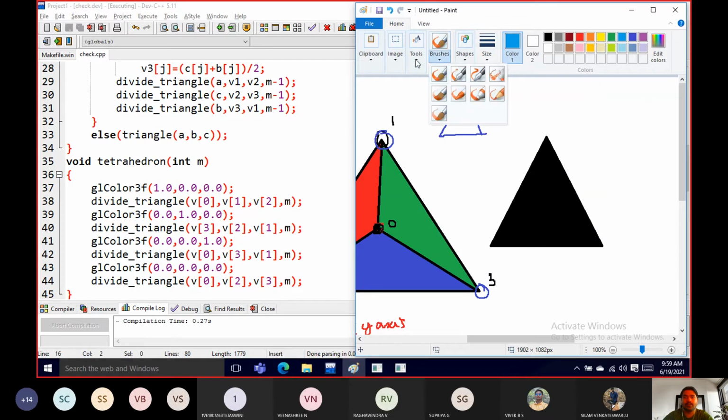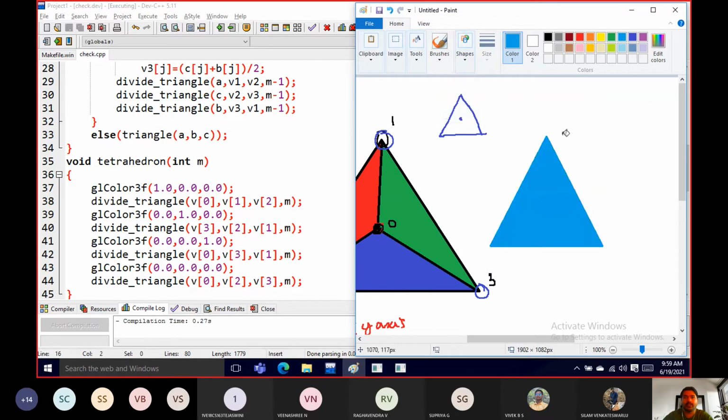No issues, we'll just fill it in with green. So the green one which he has put, he will create the base next. That is 3, 2, 1. Then the color blue is for which one? 0, 3, 1.